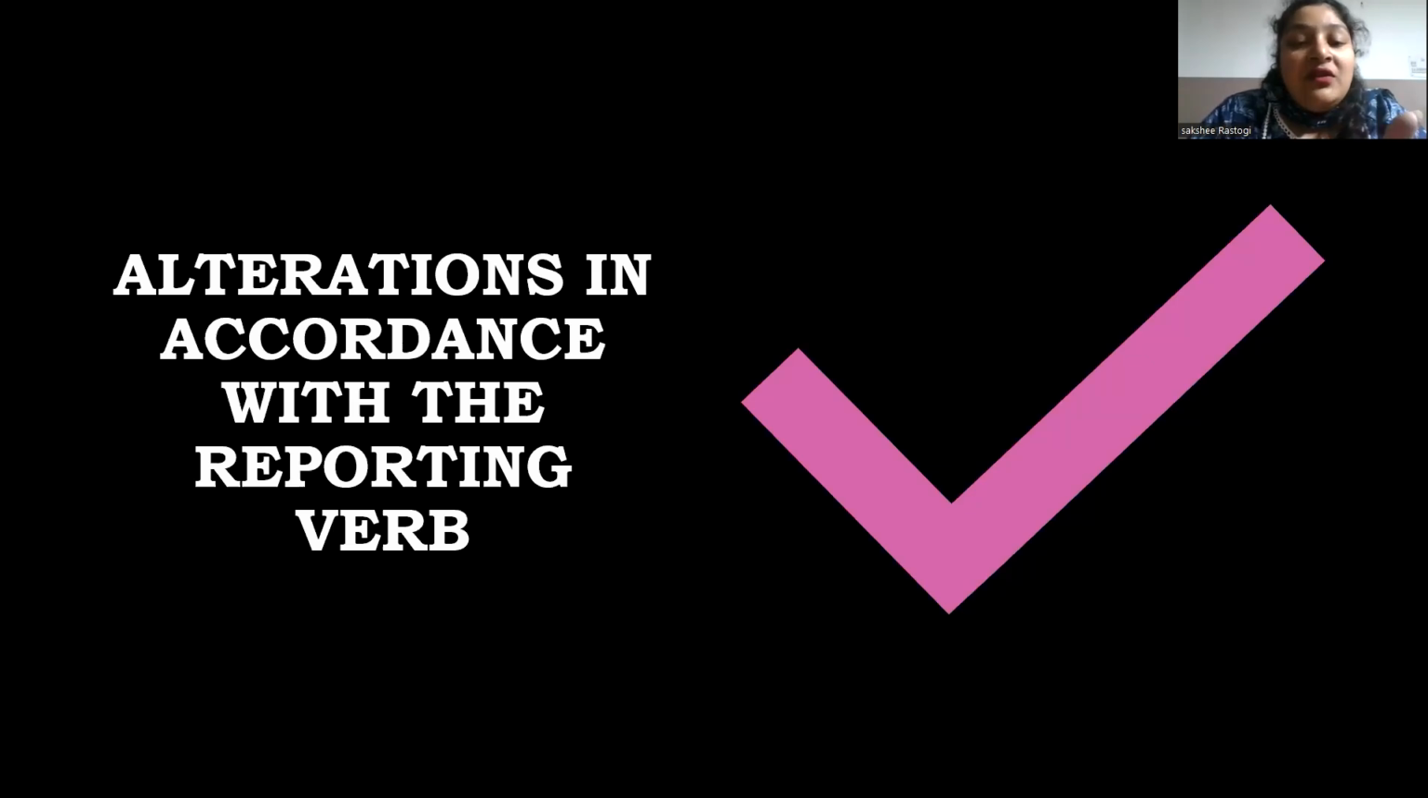Change in pronouns. Pronouns may change to match the subject of the reporting verb. Removal of exclamatory words, which means words like how, what, so may be removed or rephrased. Change in sentence structure. The sentence structure may change from exclamatory to declarative or interrogative depending on the reporting verb.